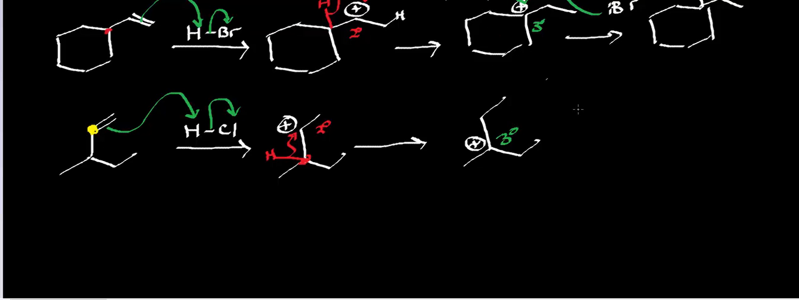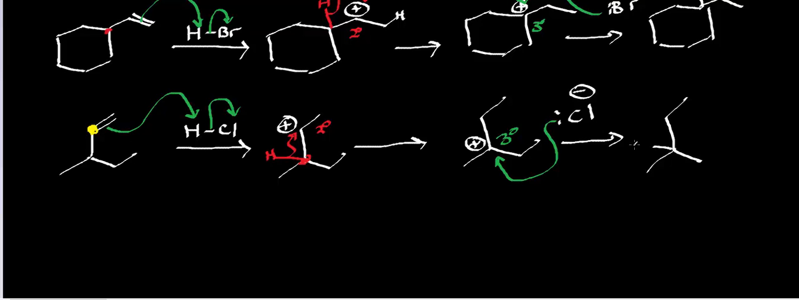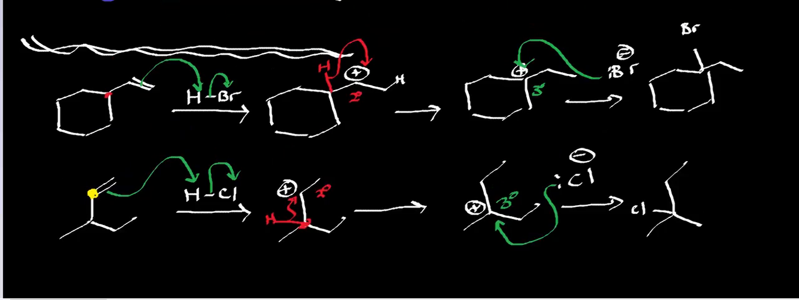Then again, with the initial proton transfer I freed a chloride anion. That's going to be the active nucleophile. It's going to come and attack the carbocation, capture it, and then I'm left basically with my final product with the chloride attached there.